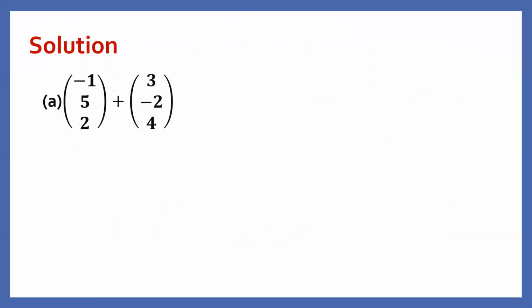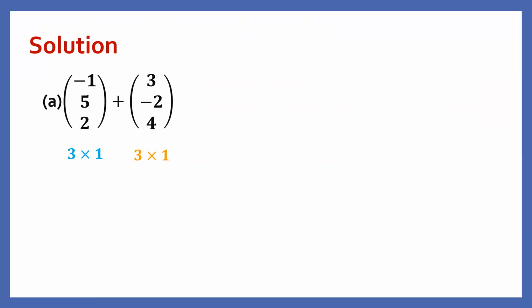So the first one, we need to check the order of each matrix first. So what is the order of the first matrix? What is the order here? We have a 3 by 1. Second matrix, what is the order? 3 by 1. So both matrices are of the same order. This means we can add.